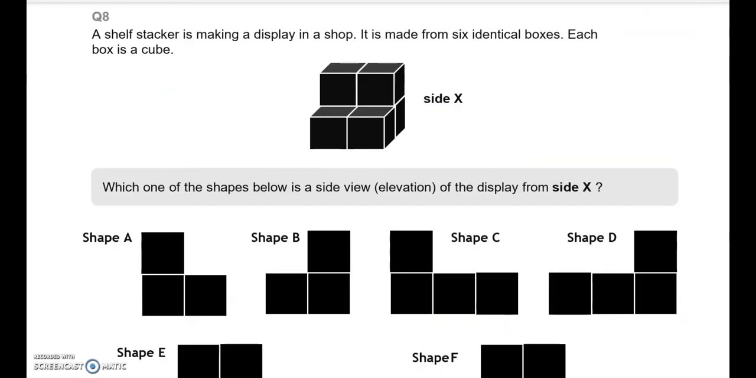A shelf stacker is making a display in a shop. It's made from 6 identical boxes. Each box is a cube. Which one of the shapes below is the side view elevation of the display from side X? So what we can see from side X is more or less. So it should be shape B.